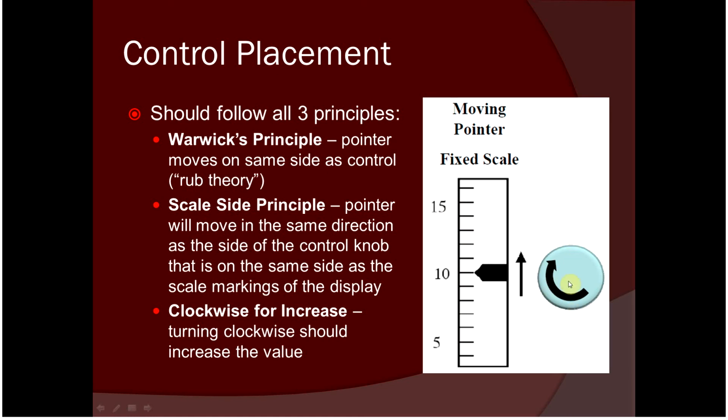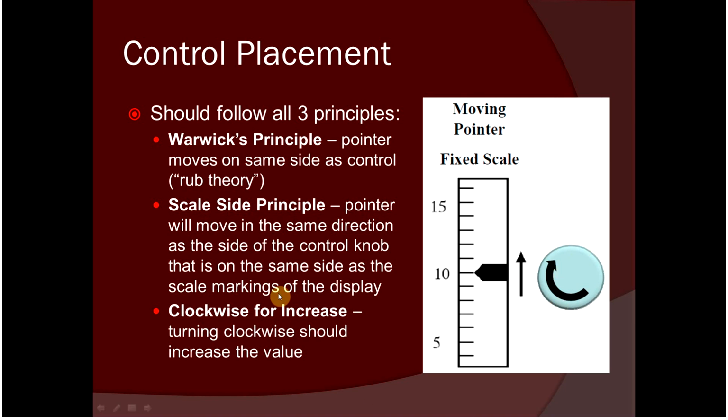So then I look at the knob and I divide it into two parts, right? And I look at the left side of the knob. Left side where the scale markings are of the display makes me look at the left side of the knob. Then I say, when I turn to the right, which way does the left side of the knob, the same side that the scale is on, move? Well, it moves up. So my needle should move up. That makes sense? When I turn it clockwise, the left side of the knob moves up. And because my scale markings are on the left side of the display, my needle moves up when I turn clockwise. That makes sense? Think about it, rewind this, listen to it again. That's called the scale side principle.